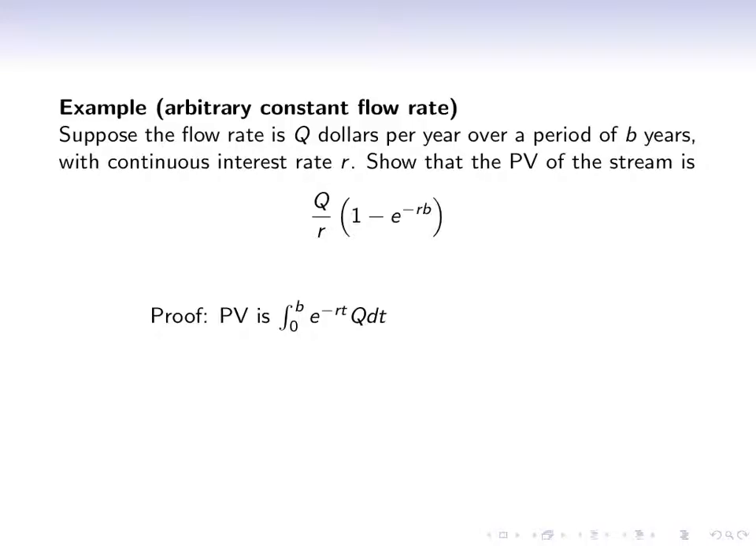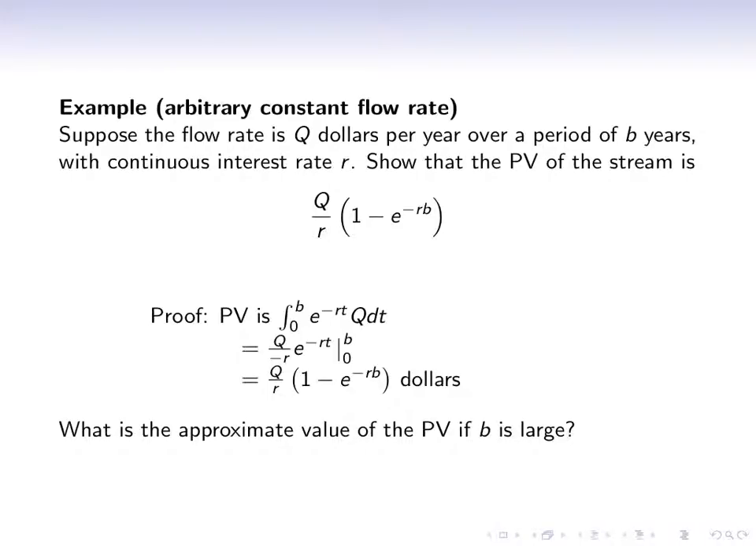The present value is the integral from 0 to b of e to the minus RT times the flow rate, which is Q, dt. And we do this integral, and when you anti-differentiate, you get a minus R on the bottom there, and it's from 0 to b, so you plug in and we'll absorb that minus sign. And so we get Q over R times 1 minus e to the minus RB, and that's an amount in dollars. And that's the formula that we were shooting for.